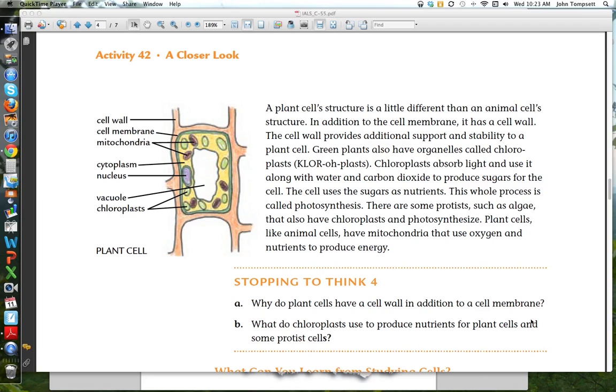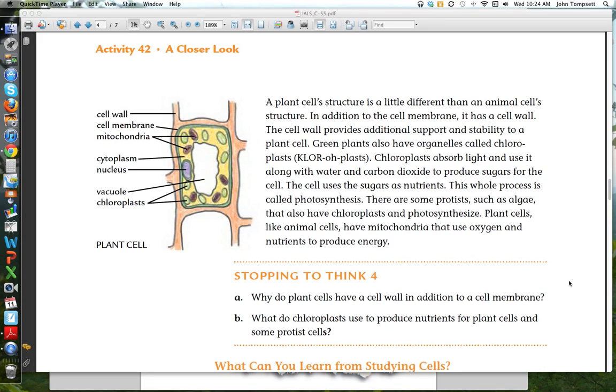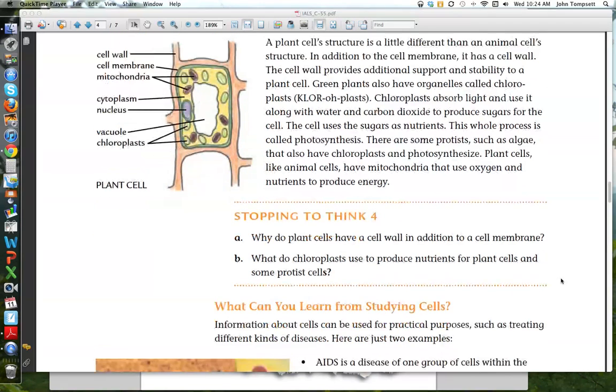There are some protists, such as algae, that also have chloroplasts and photosynthesize. Plant cells, like animal cells, have mitochondria that use oxygen and nutrients to produce energy. Over there on the left-hand side of the page, you can see the plant cell diagram. Here's the fourth Stop and Think. A, why do plant cells have a cell wall in addition to a cell membrane? And B, what do chloroplasts use to produce nutrients for plant cells and some protist cells?